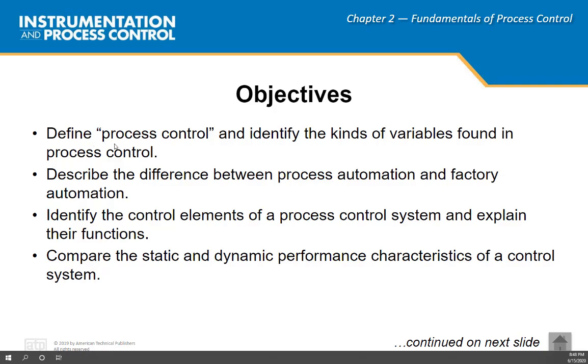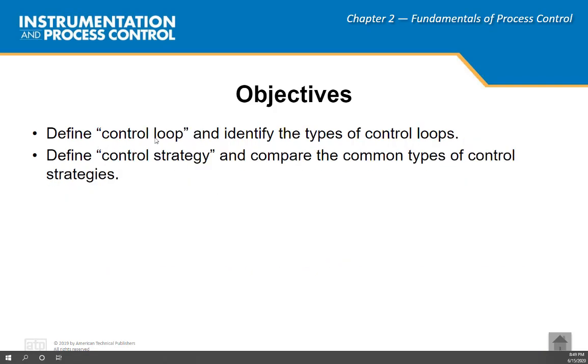Here are our objectives. We want to be able to define process control. We want to know the difference between automation and factory automation, process automation and factory automation. We want to be able to identify control elements of a process control system, compare static and dynamic performance. What is a control loop? What is a control strategy?